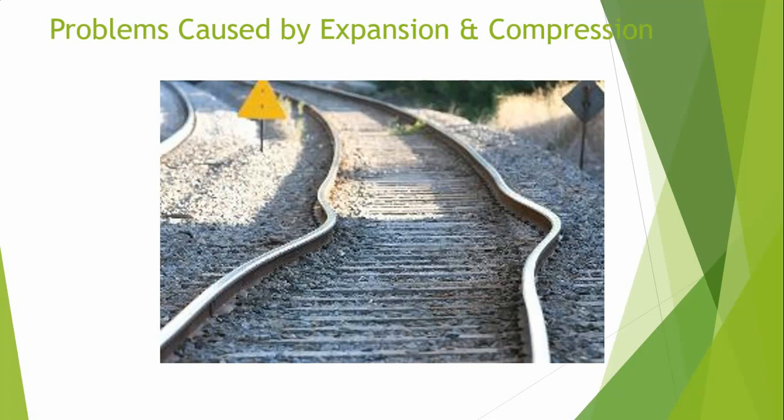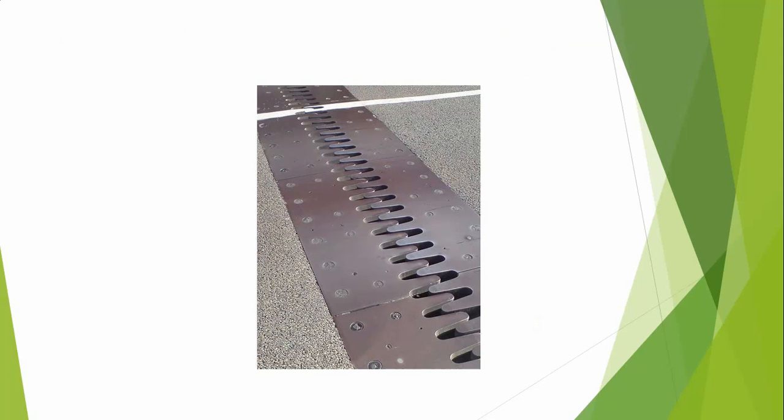A problem caused by expansion and contraction is buckling in the railway lines. If you didn't leave spaces in the railways, when the metal expands, it will not find a place to expand in, so it will buckle, so it curves to the side. How to solve this problem? By leaving spaces between the railway lines to give space for the metal to expand. The same, we leave spaces in the bridges for expansion.